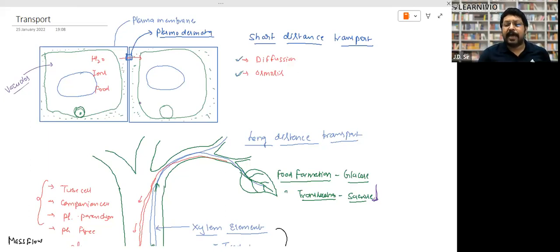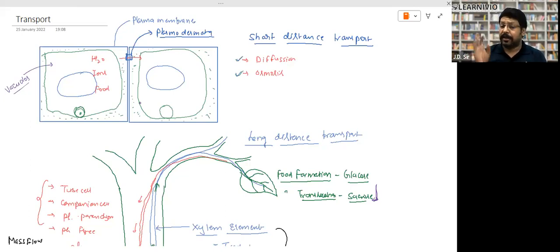The first thing is the water and minerals. So water and minerals are transported from the root to the top of the plant, right? The second thing which needs to be transported is the organic substance. Basically, this organic substance is food, right? Then food transport.